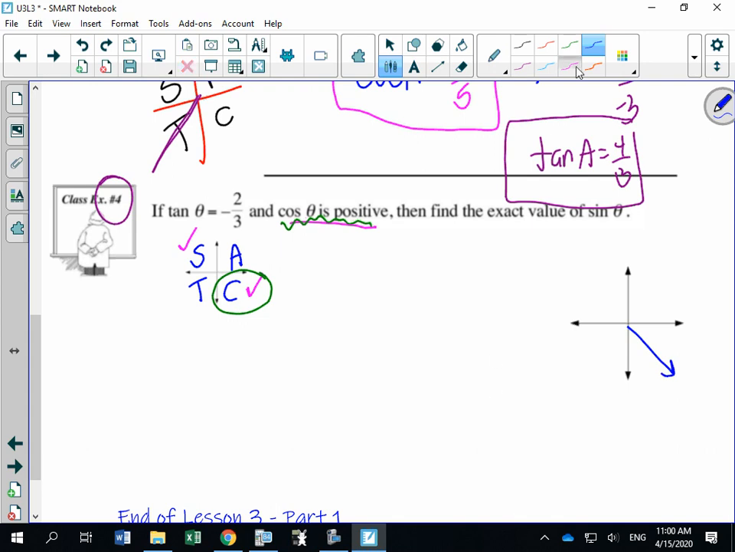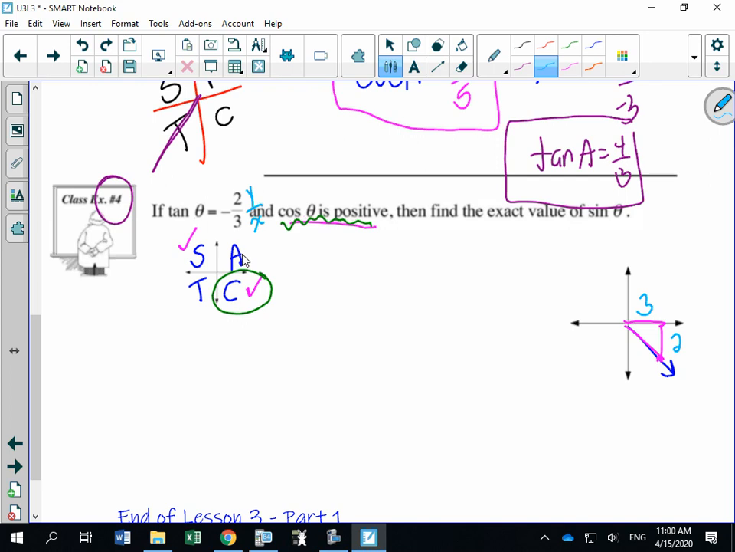Let's draw our triangle. Draw a point on your terminal arm, go up to your x-axis, and draw your acute triangle. Now, tan is equal to, what was the ratio for tan that I said you have to memorize? Tan is y over x, right? So I don't know where that negative goes. I'm going to have to think about it. But y is 2 and x is 3.